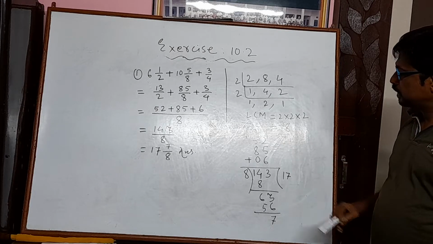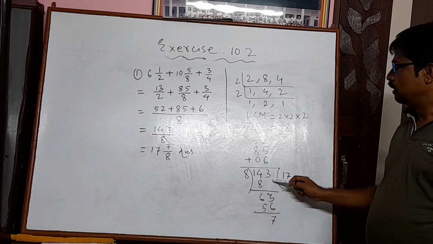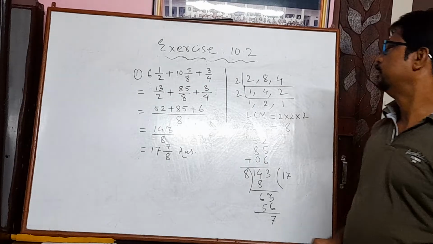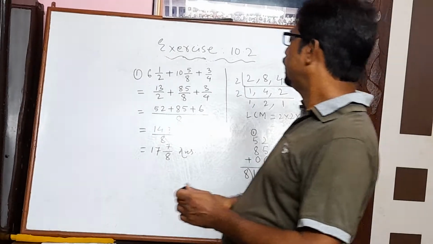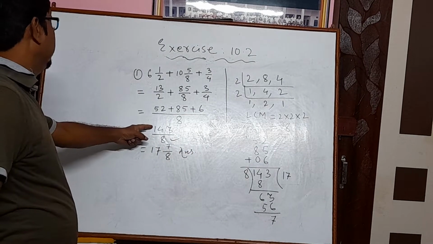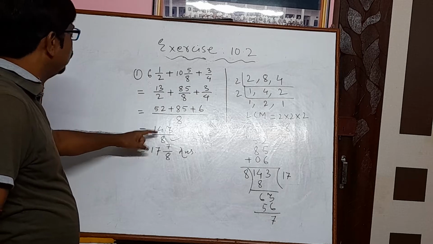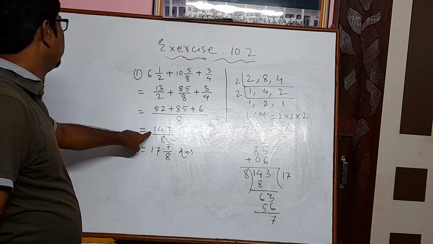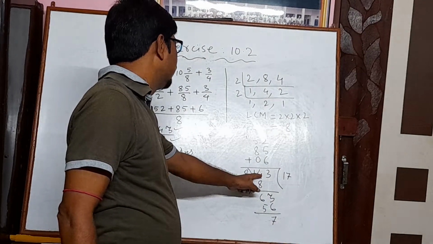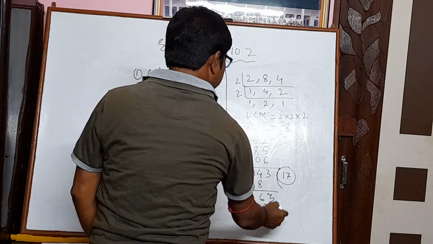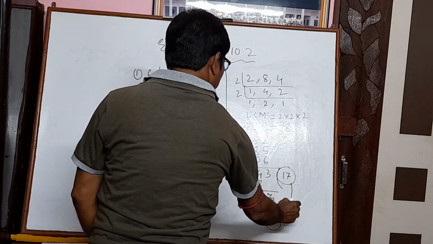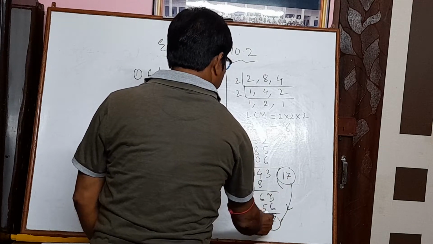52, 85 and 6 added together, we get 143. So 143 is written here, over 8. When the numerator is bigger than the denominator, we divide it to convert it into a mixed fraction. So 143 is divided by 8. I have shown the division here. The answer is 17, the remainder is 7, and the divisor is 8. This way we write 17 whole number 7 by 8.